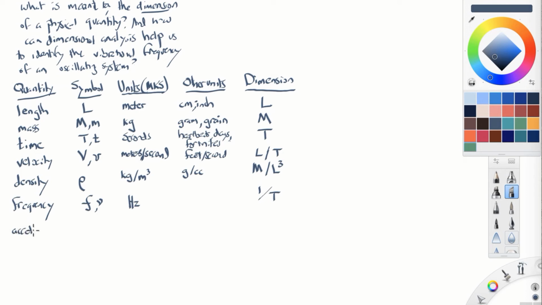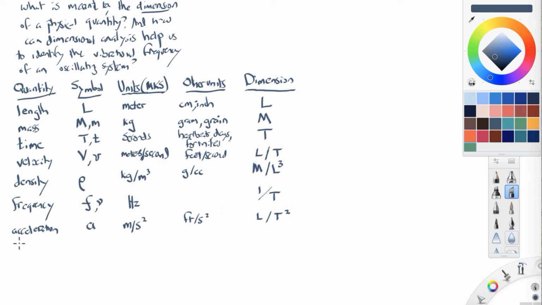What about acceleration? This is denoted by the letter a most of the time, and it's measured in meters per second squared, or meters per second per second. It could also be measured in feet per second squared, and you can probably see that the dimension of this would be length over time squared. Okay? So notice when we write down the dimension, we're not committing to a particular system of units. We're just saying what quantities appear whenever this quantity appears.